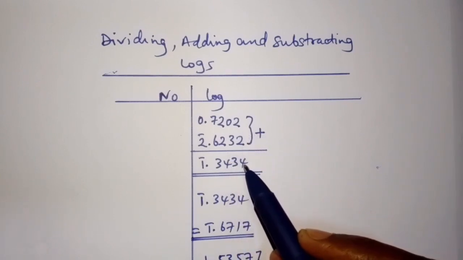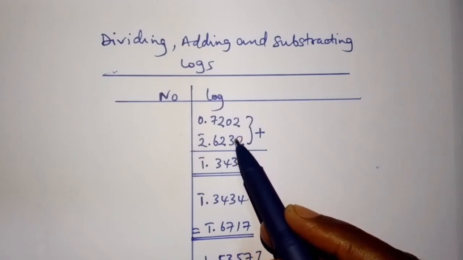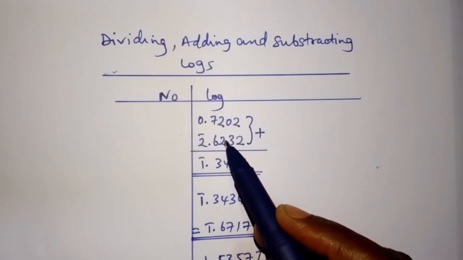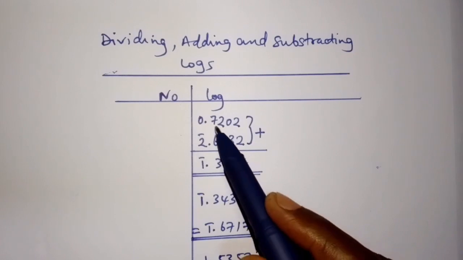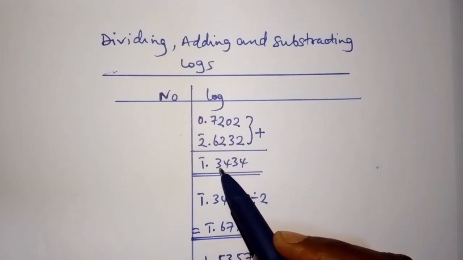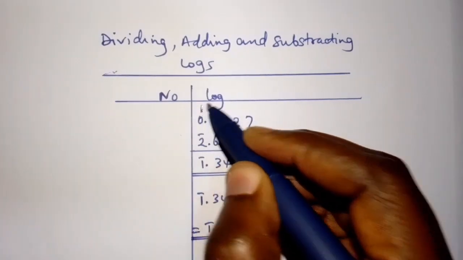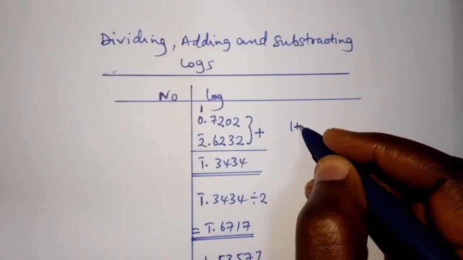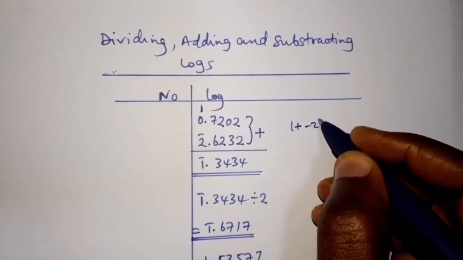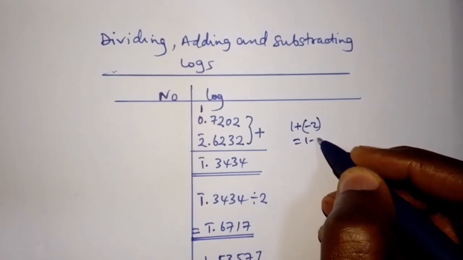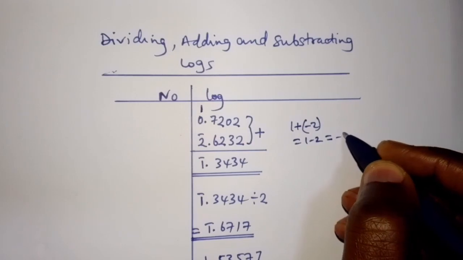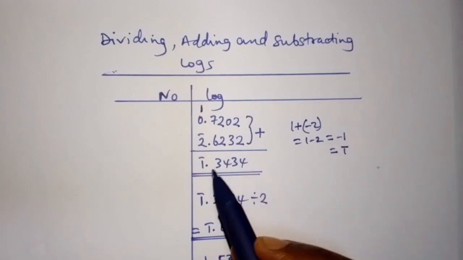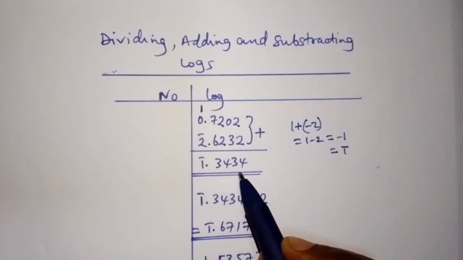2 plus 2 is 4. 0 plus 3 is 3. 2 plus 2 is 4. 7 plus 6 is 13. We carry 1. 1 plus negative 2 is equal to 1 minus 2, which is equal to negative 1, which is equal to bar 1. So this is bar 1.3434.